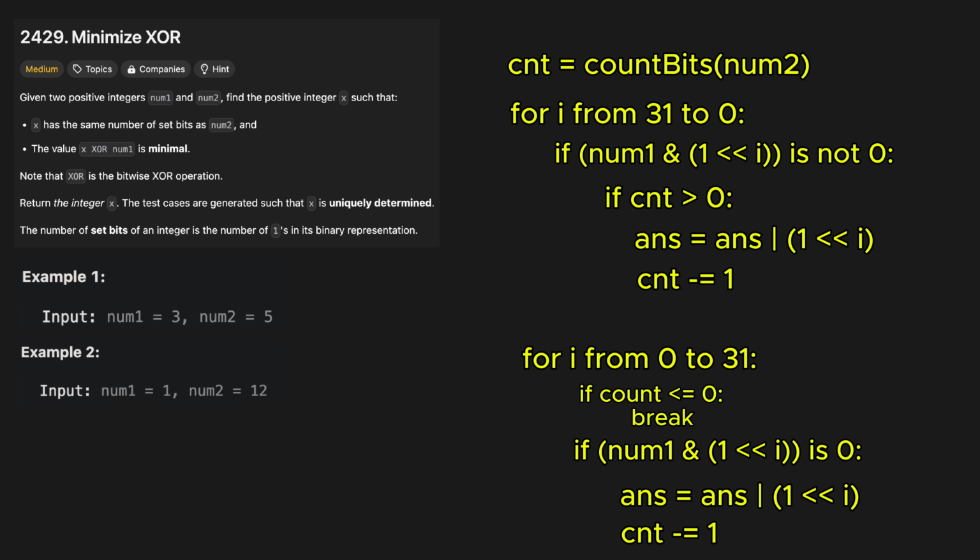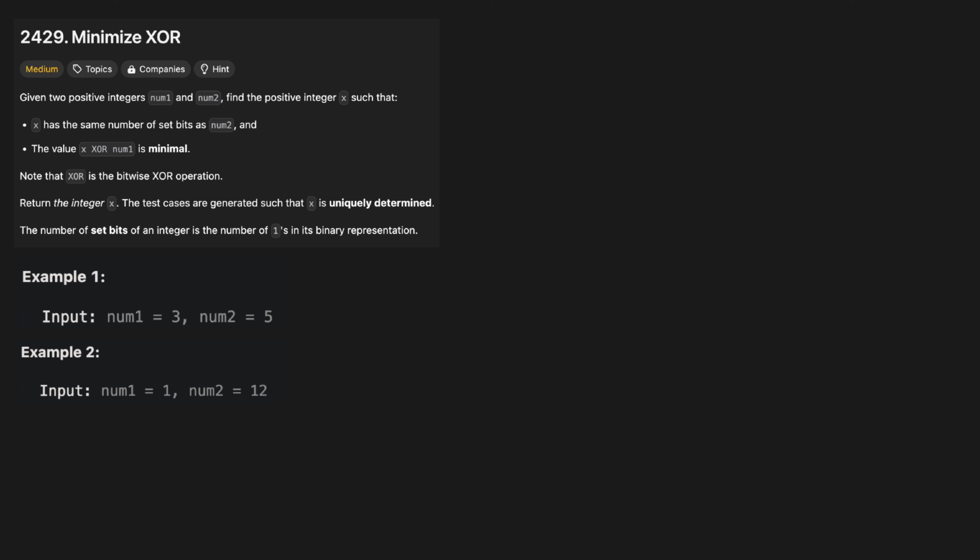Now in terms of time complexity, if we look at the forward pass and backward pass, we are running 32 iterations each time. So because of this, the time complexity will be O of 64 or O of 1. And this is because most programming languages have 32-bit integers. But in general, this will be proportional to the number of set bits in num2. And in terms of space complexity, it will be O of 1 because we are using only a few variables. Now let's jump into the code part.